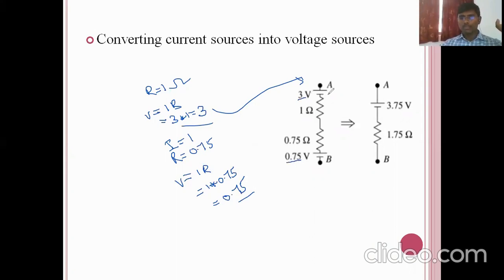Now two voltage sources are in series, and both are in aiding direction: plus and minus, plus and minus. So the sum of these two, 3 plus 0.75, gives 3.75 volts. Coming to the resistances, they are also in series, so 1 plus 0.75 gives 1.75 ohms.